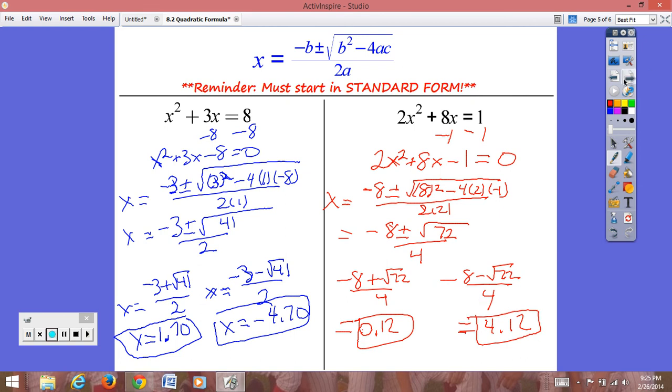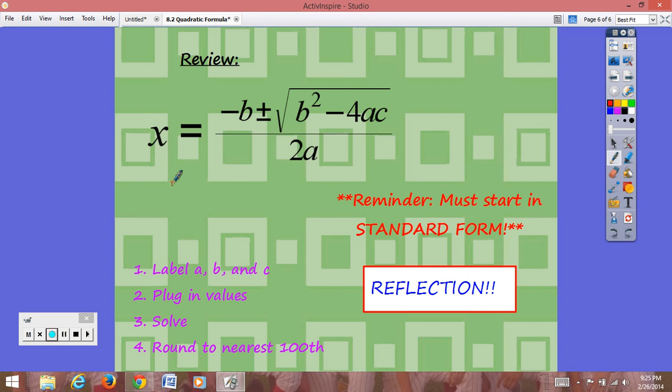So review, the quadratic formula is negative b plus or minus the square root of b squared minus 4ac, and that is all divided by 2a. And we must be in standard form to use the quadratic formula. In our steps, label a, b, and c. Plug in the values, solve for x, round to the nearest hundredth.